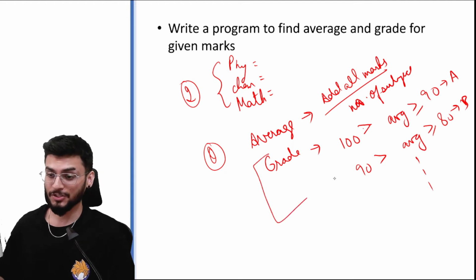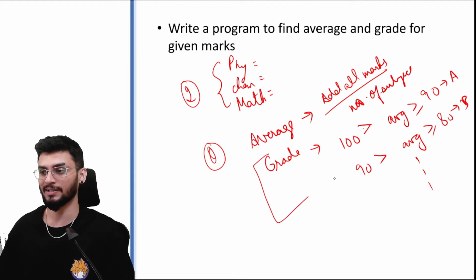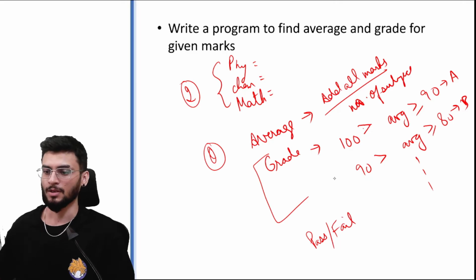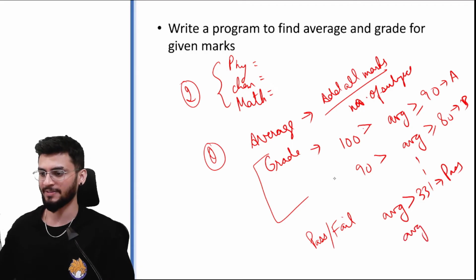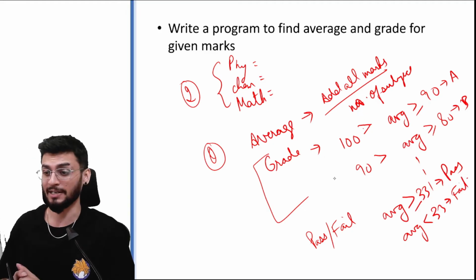There is another way which you can create this program, is not giving the grades such as A and B, but giving the pass and fail. In order to create this, you just have to say if your average marks is greater than 33, you print pass. Else, if your average is less than 33, you print fail. So let's see how this program looks in a Python notebook.